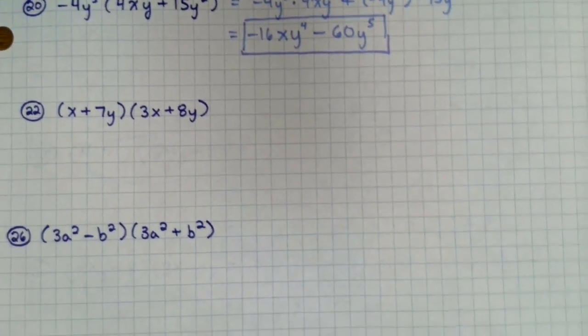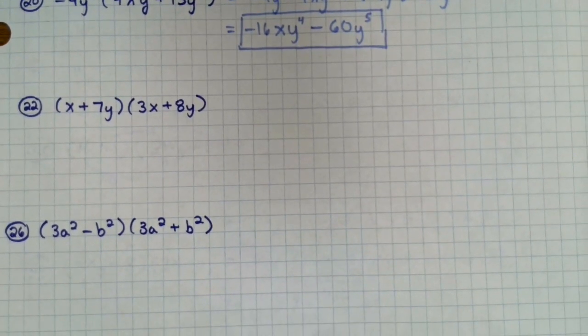Number 22 is going back to when we had a binomial times a binomial, so we're going to follow that same process. In this question, you can use the FOIL method or think of it as using the distributive property twice. I'm going to go through and think of it as using the distributive property twice, but you can, again, use FOIL if that's what you prefer.